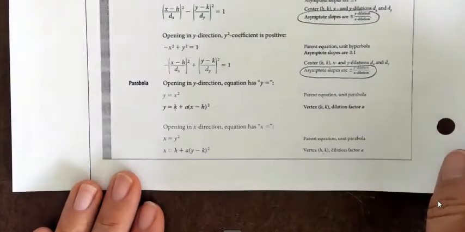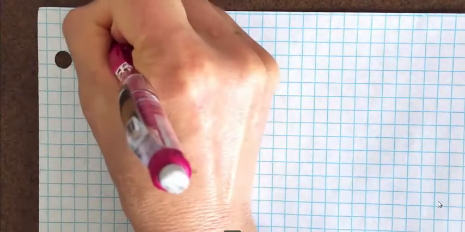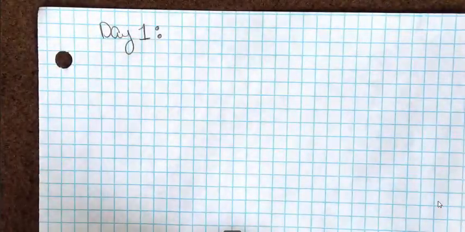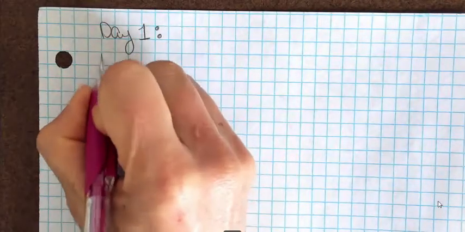All right, we're going to do a couple of examples together. Let's see, I think I have 2 examples on this video. Yep, so we'll do 2 examples. I'm going to use graph paper because we're going to be graphing. So this will be day 1. We're going to do example 1 and example 2.